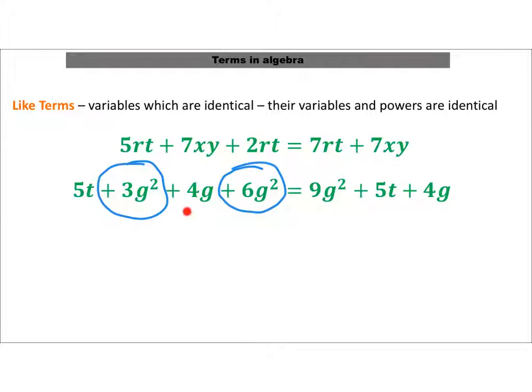Now you might be thinking, what about this one here? Is this a like term as well? No, it's not, because I could write a little one up the top here. The power of this g is only 1, not 2. And there's no like term for the t in this expression, so what we need to do is combine the two terms that I've circled. So we've got positive 3g squared plus 6g squared equals 9g squared, and then these two terms tack on the end.